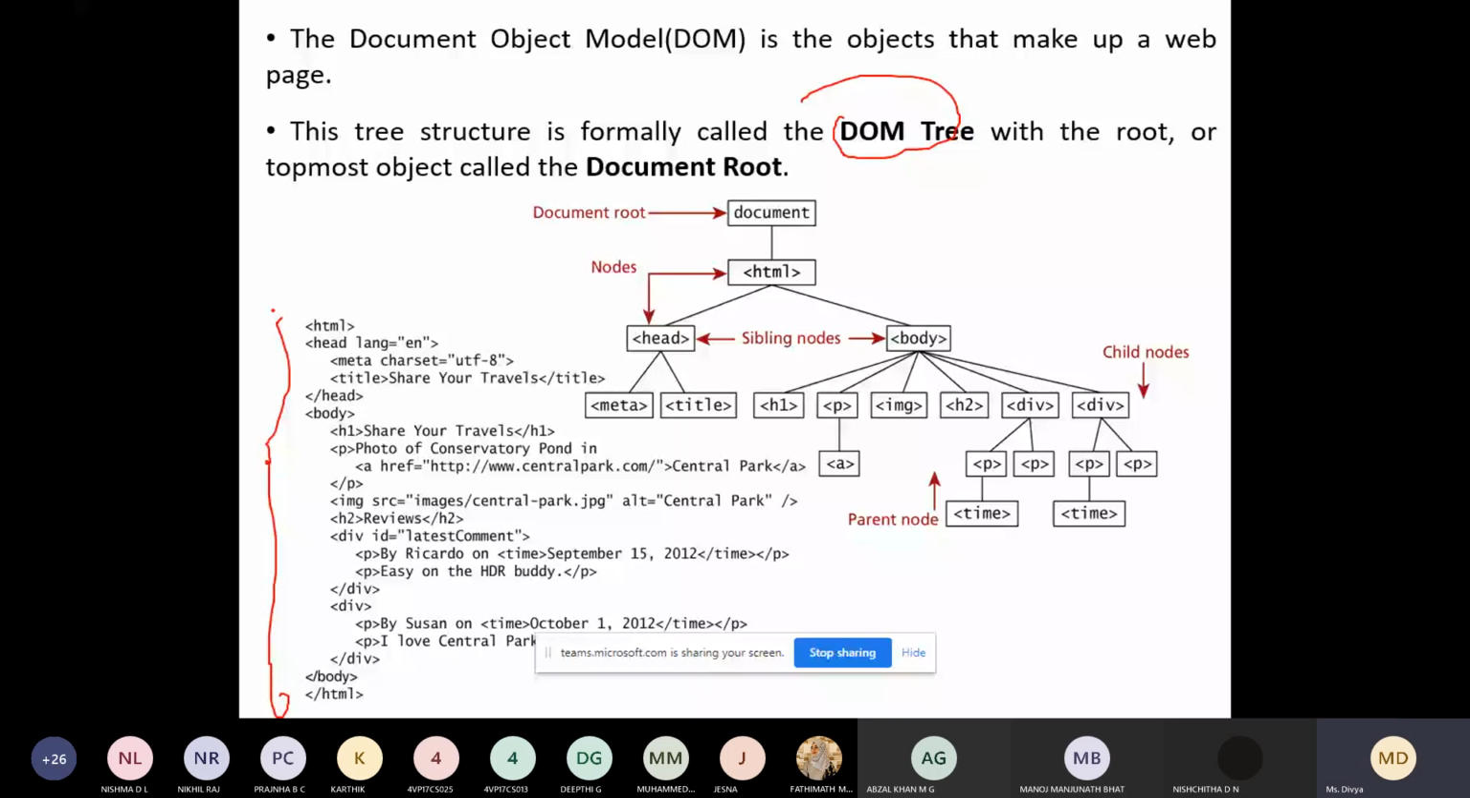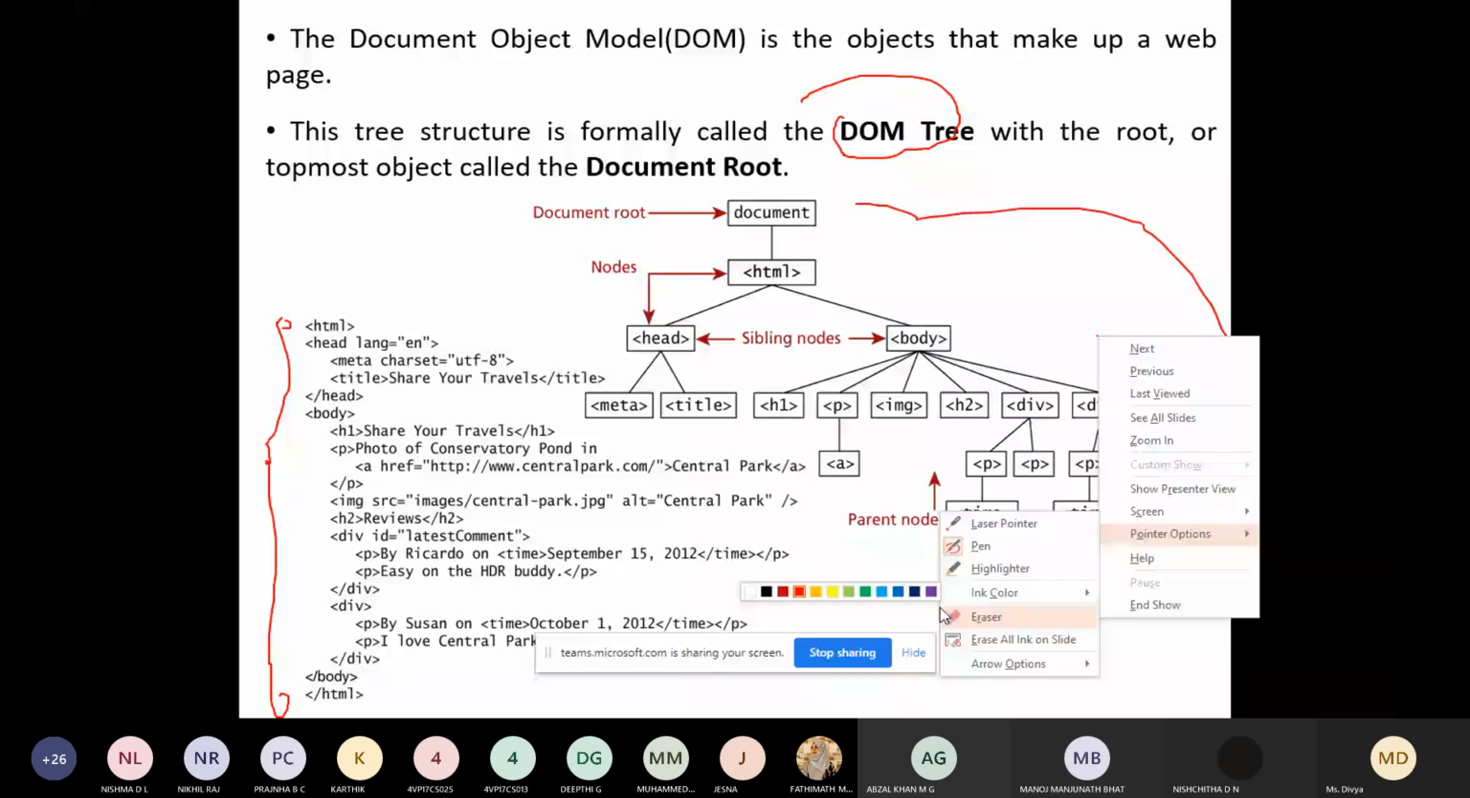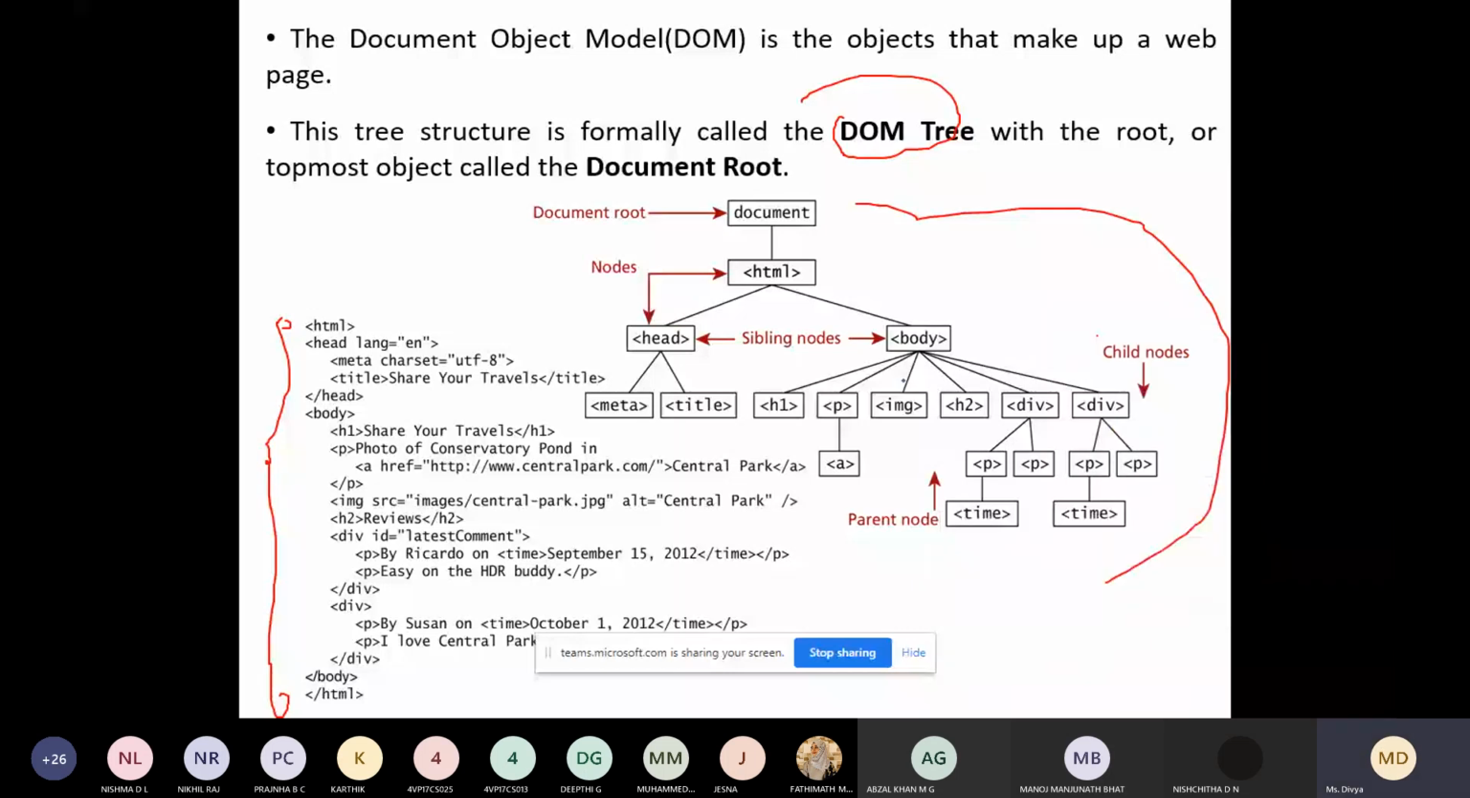What and all is there in this DOM tree? There is a topmost object, before HTML, which we call the document root. So in the exam they may ask you to explain the concept of DOM and, with an example, construct a DOM tree. So you have to write an example like this and construct it.